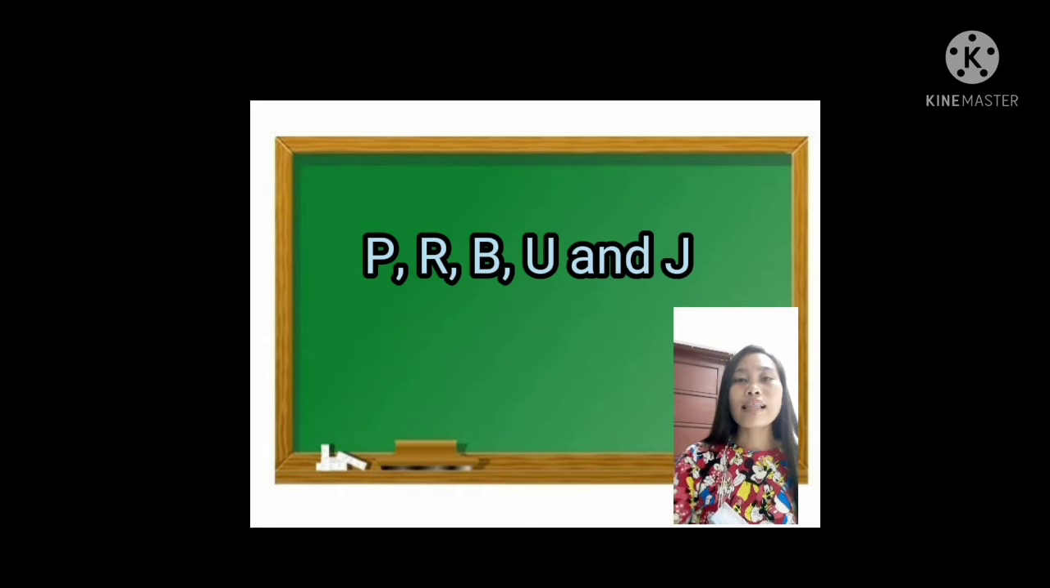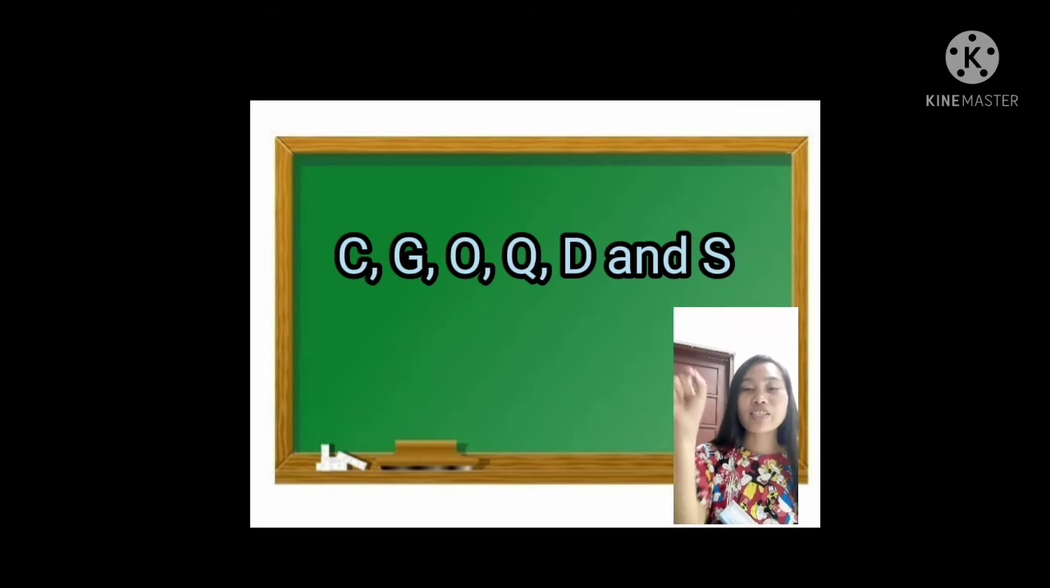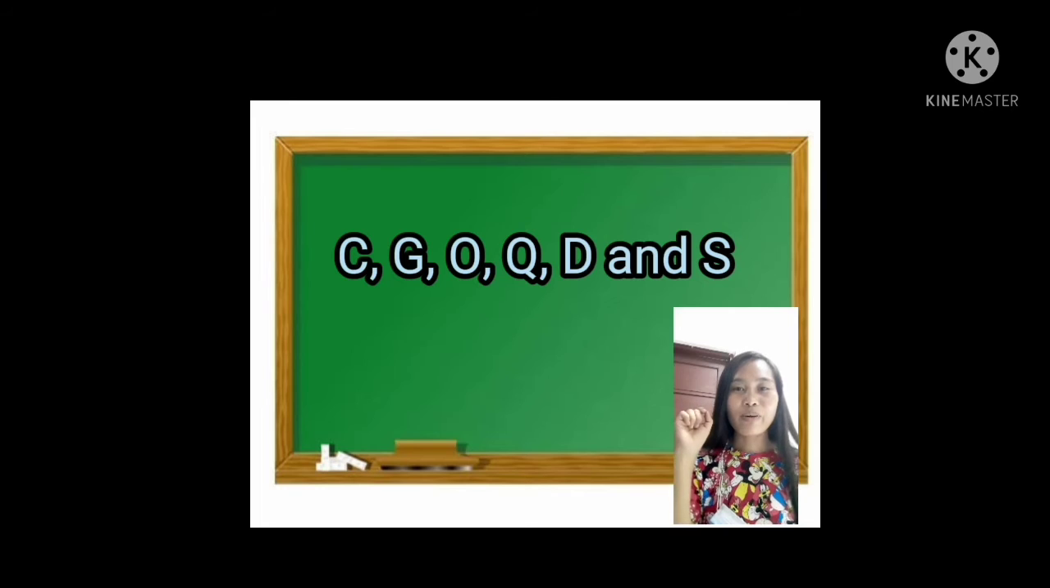Okay, the last group of letters is C, J, O, Q, D, and S, which are based on the circle. Their drawing is more circular in how they are formed. Okay.